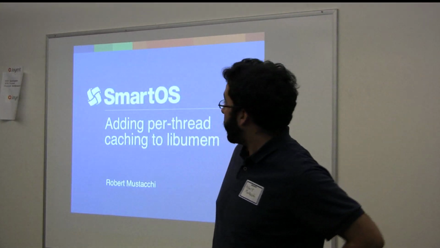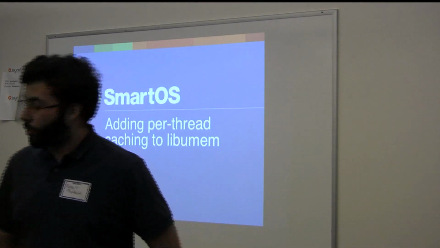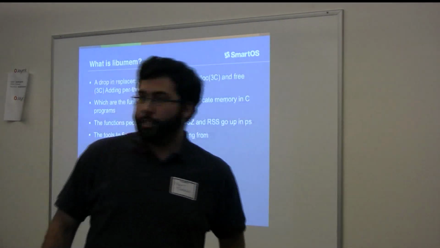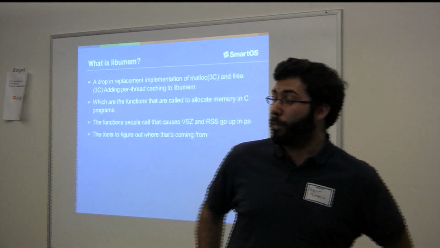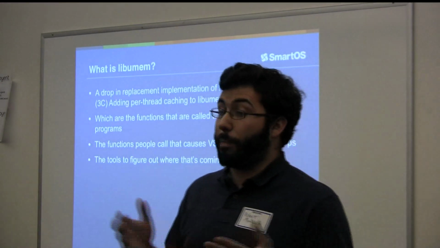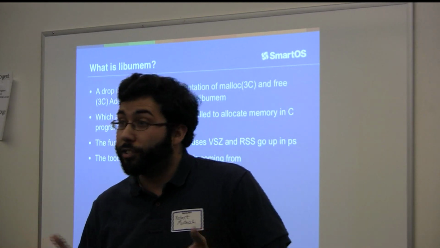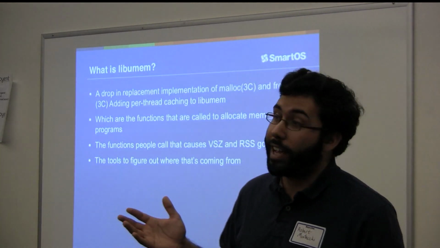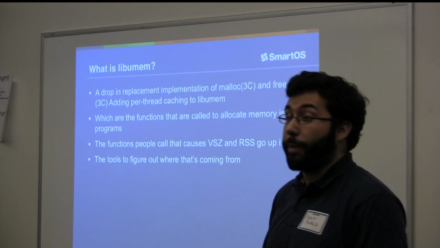Hi everyone, I'm Robert Mustacchi, and I'm here to talk about adding per-thread caching to libumem. So let's start off. What is actually libumem? It's basically a library that you can use as a drop-in replacement for the malloc and free functions. These are the functions that every C programmer ends up using to do dynamic memory allocation.